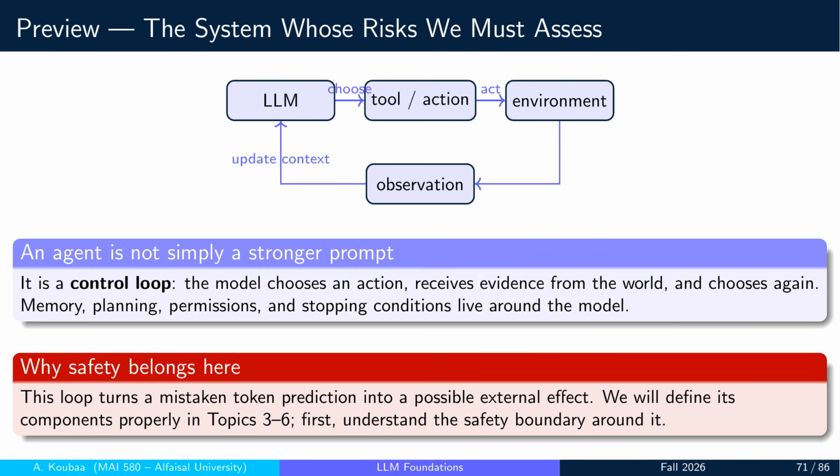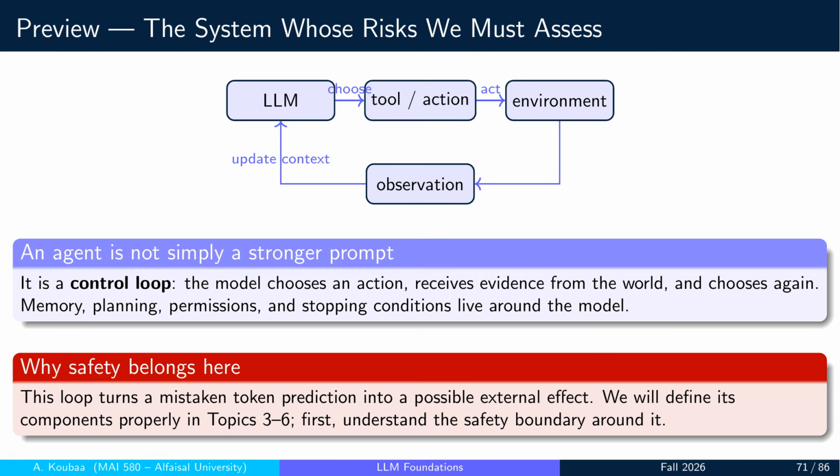Now, read the first box. An agent is not simply a stronger prompt. It is a control loop. The model chooses an action, receives evidence from the world, and chooses again. Memory, planning, permissions, and stopping conditions all live around the model, not inside it. That is worth repeating. Every safety control we are about to discuss is outside the model, because there's nowhere inside it to put one.